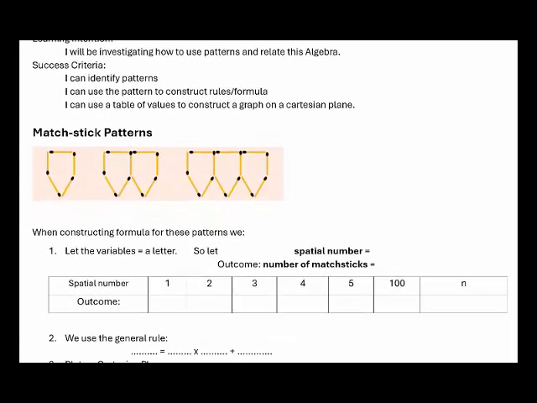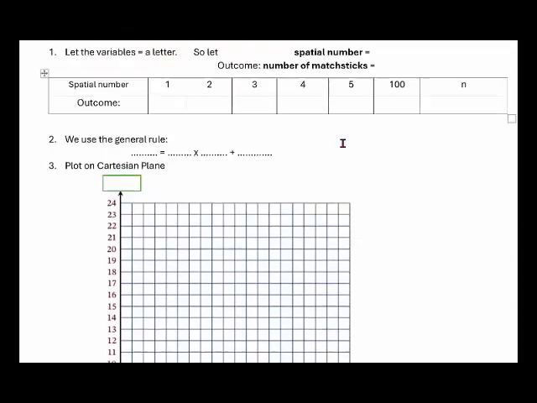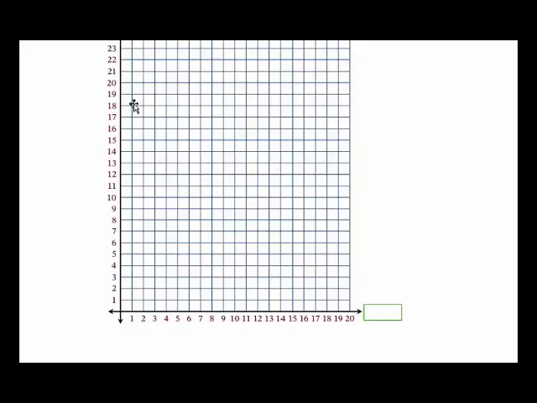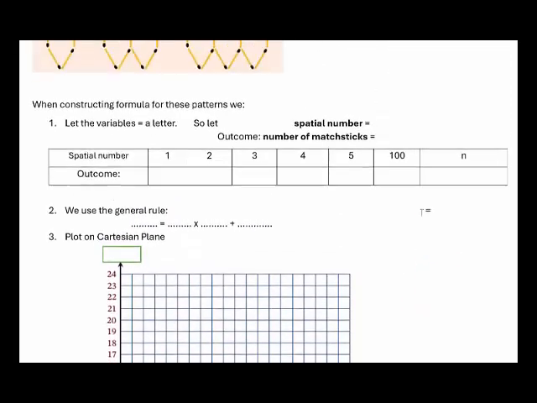So from this matchstick pattern, by the end of this, you'll be able to identify that a pattern's happening. You can use the pattern to construct a rule. So this is what I'll be teaching you down here in this area. And you can use a table of values. So this is a table of values here to construct a graph on a Cartesian plane. Well, in this case, it's just the first quadrant. So let's get into it.